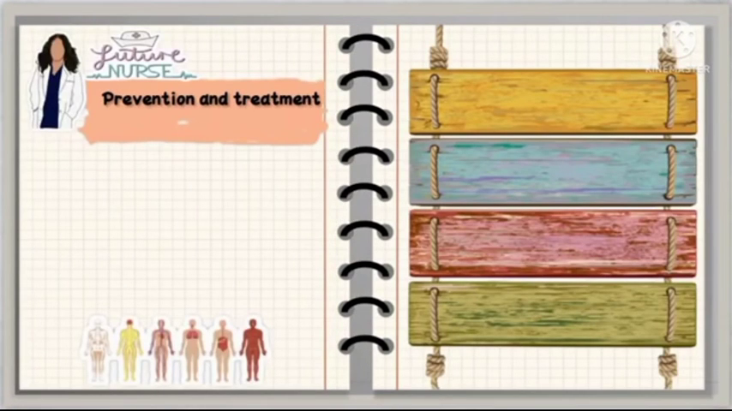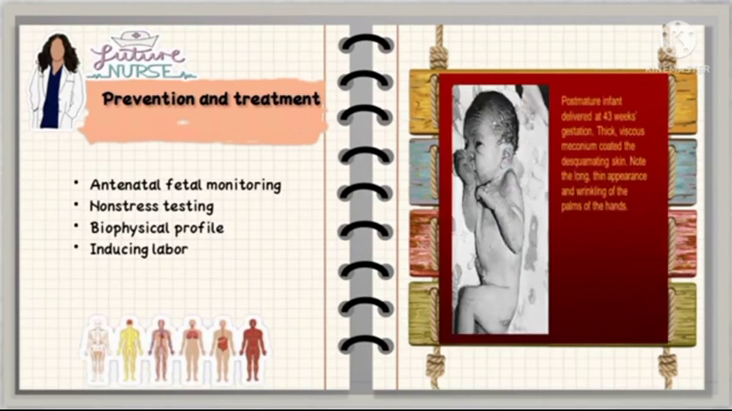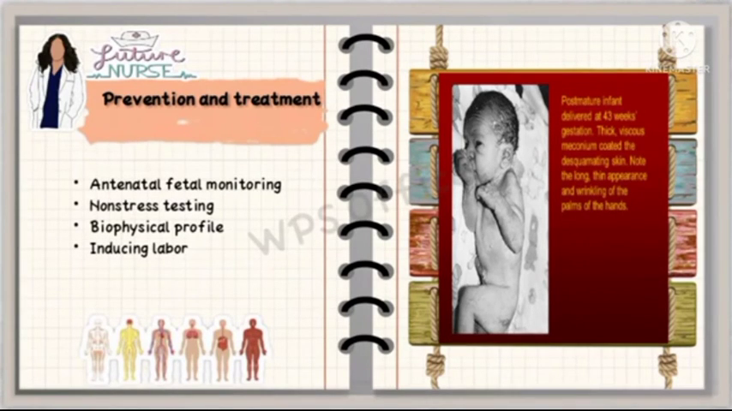Next is the prevention and treatment of post-term pregnancy. First is the antenatal fetal monitoring, non-stress testing, biophysical profile, and inducing labor. The optimal time to deliver a baby in a pregnancy that is post-term is sometimes hard to determine.